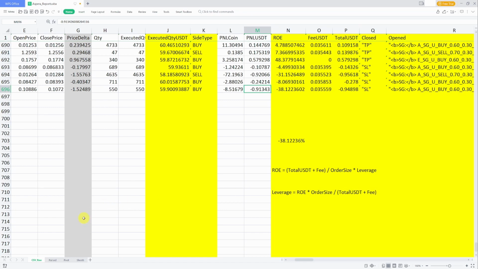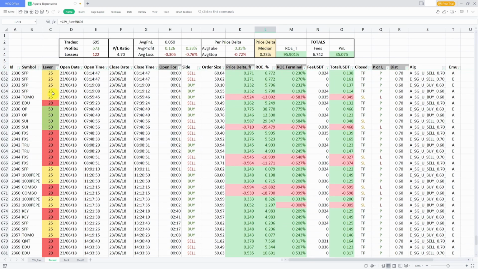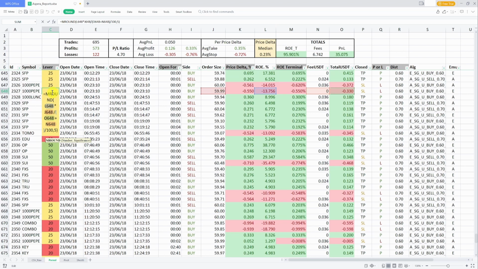Now this brings us back to this column here called leverage. I have applied the formula that I just showed you and used the data that I already have to come up with the leverage that was applied in each individual trade. In the formula, I had to do some rounding because I was ending up with 19 or 21 because of different rounding differences. But why is this important?